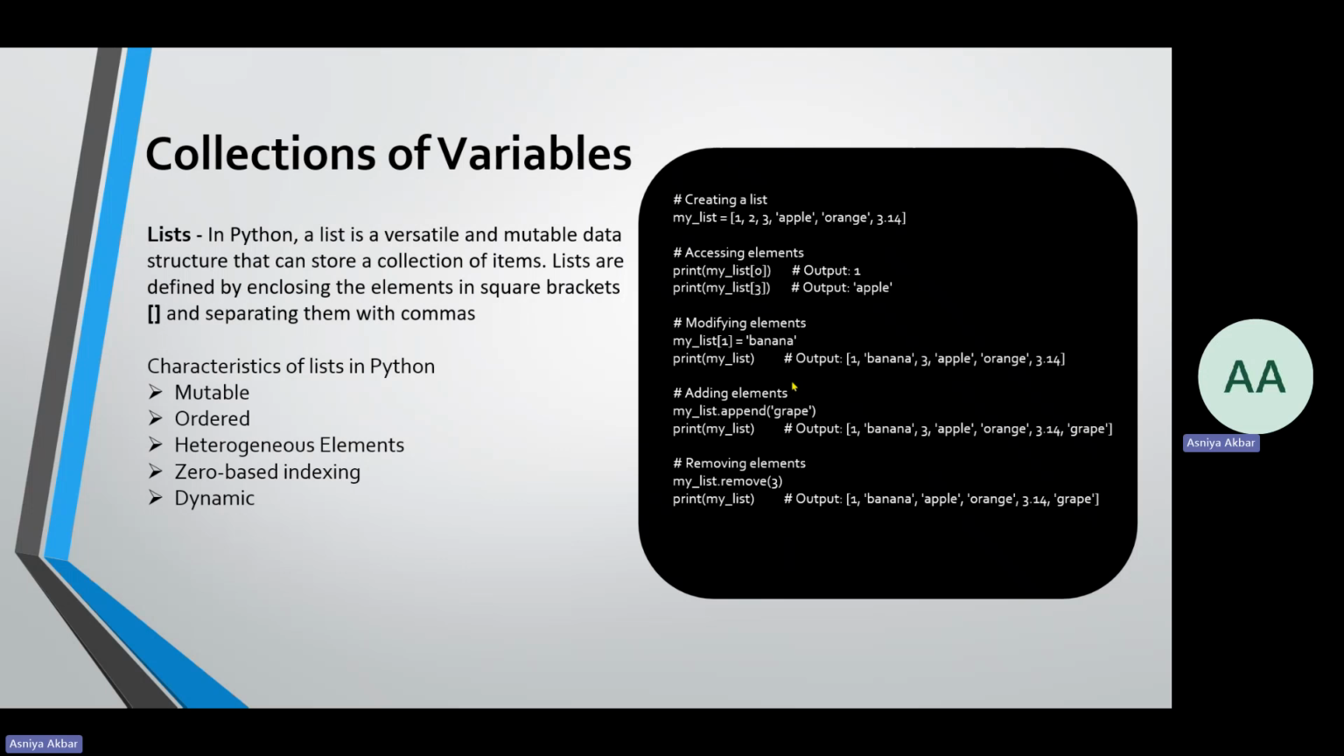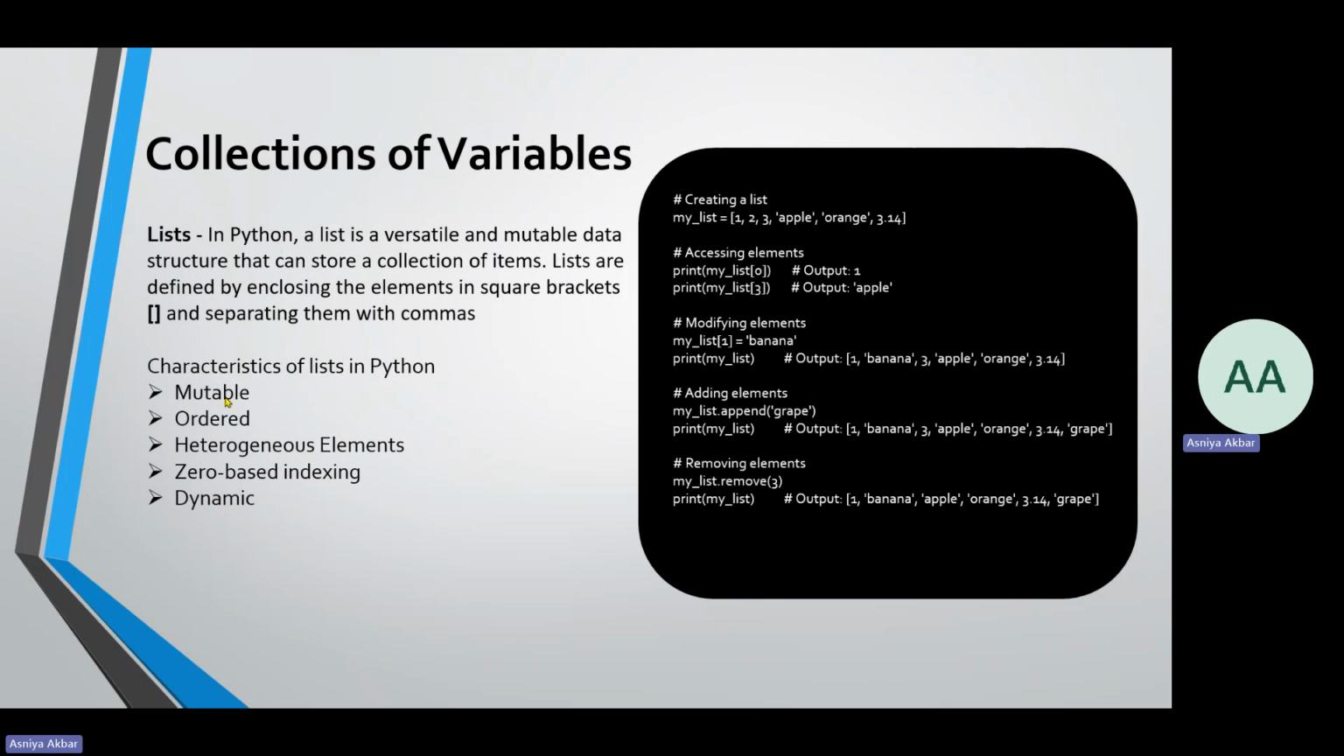If you want to add elements or remove elements, you have to use methods. There are different methods like append, insert, remove, clear, pop, etc. So these are all different methods that can be used to modify a list.